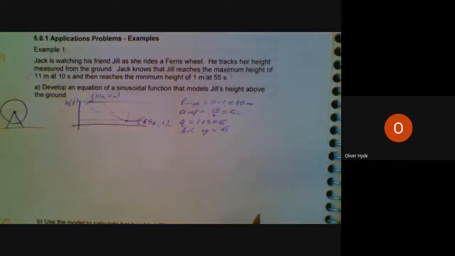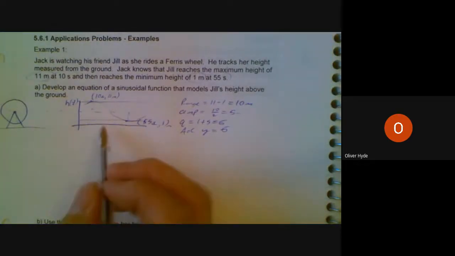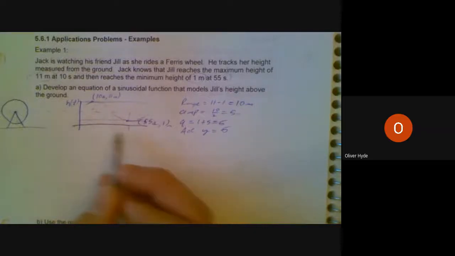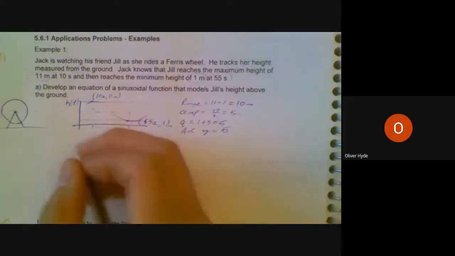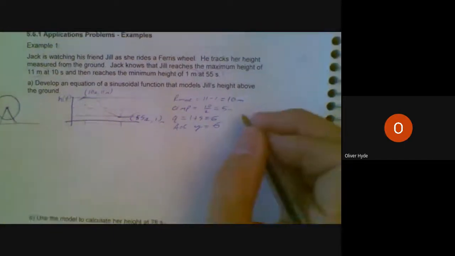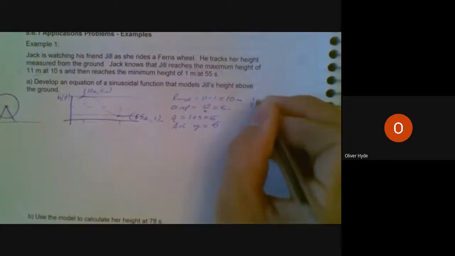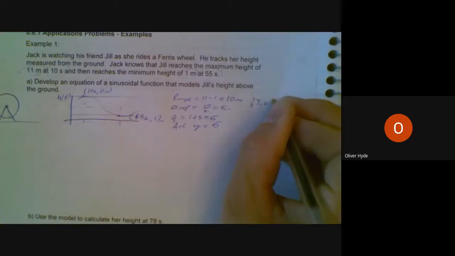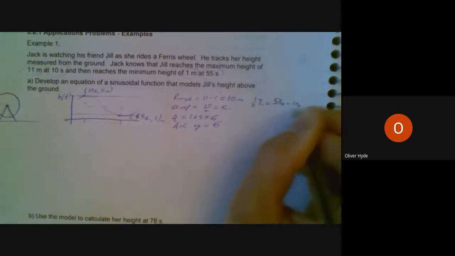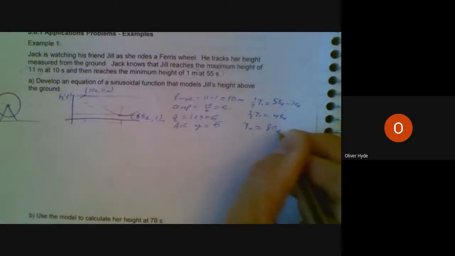What other property am I missing? Oh, my period. Well, the change in time from a maximum to a minimum, I can see on my curve, is half a period. So let me record that half of my period is going to be the difference between 55 seconds and 10 seconds. So if half of my period is 45 seconds, that means that a full period is 90 seconds. 90 seconds to go around on a Ferris wheel.